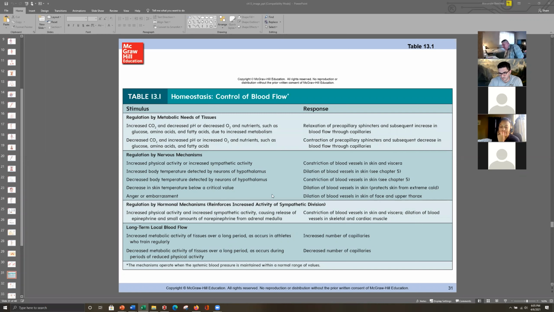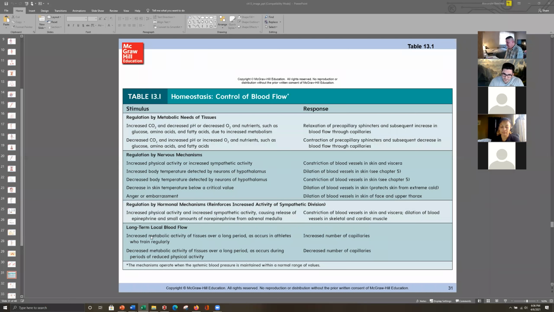Hormonal control, lots of different kinds of chemical activity as well. So increased physical activity, increased sympathetic activity, causing release of epinephrine and small amounts of norepinephrine from the adrenal medulla, constriction of blood vessels in skin and viscera, dilation of blood vessels in the skeletal and cardiac muscle, right? So we had talked about that at the beginning of class on how certain hormones can cause constrictions in one area and dilations in others.